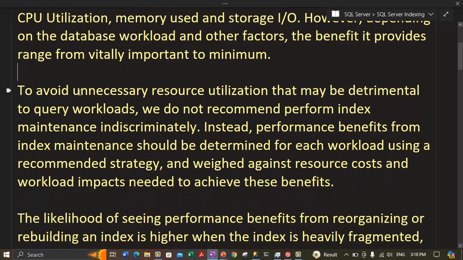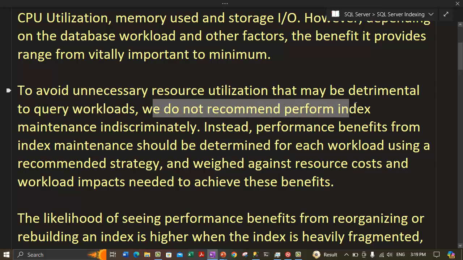Basically, we want to avoid the unnecessary resource utilization required by the reorganizing and rebuilding operations, which may be detrimental to the query workloads. If your CPU or memory is consumed by the index rebuild process, it will be detrimental to the queries running in the background, because queries will take more time to execute as resources are now being consumed by the index rebuilding or index reorganizing process.